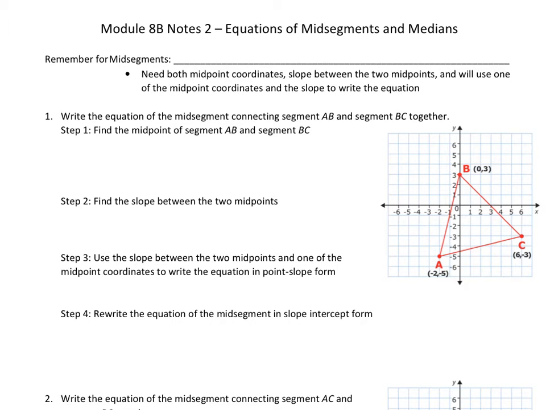In notes number 2, we're going to talk about how to write equations of midsegments and medians specifically. First we need to remember what a midsegment is, and a midsegment connects two midpoints together. To write an equation of a line, remember we need to have the slope of that line. So if you look at my bullet point right here, we need both of the midpoint coordinates.